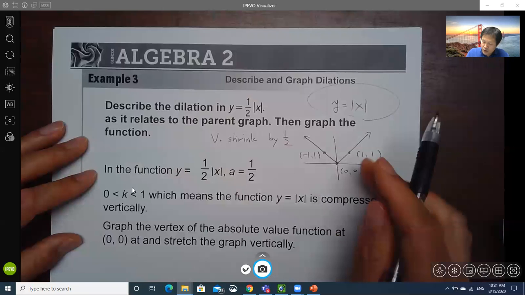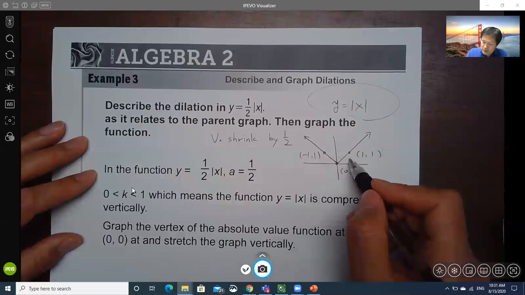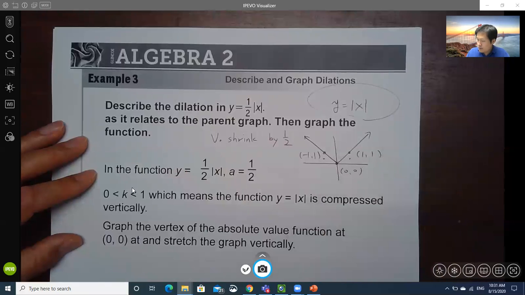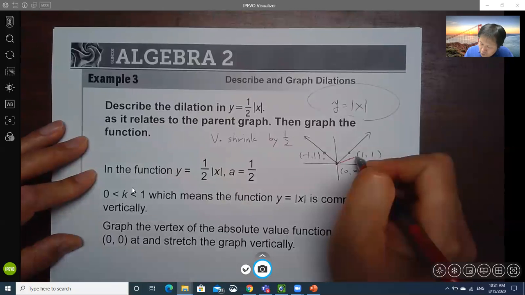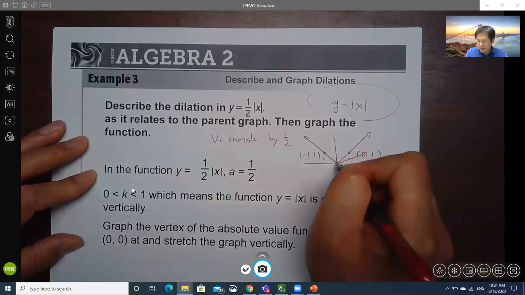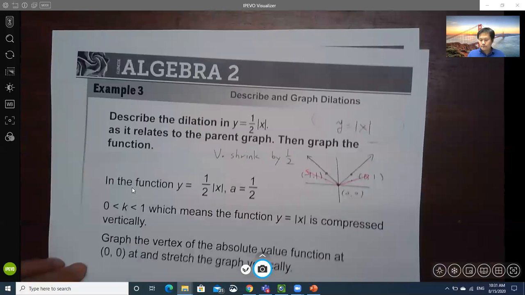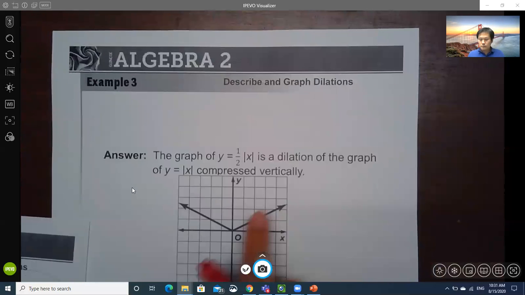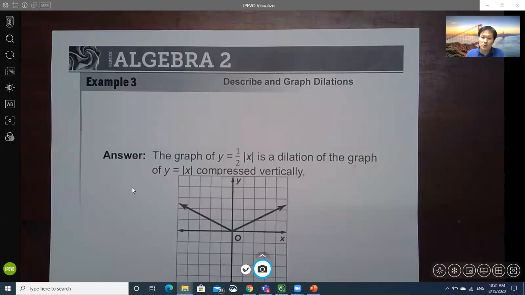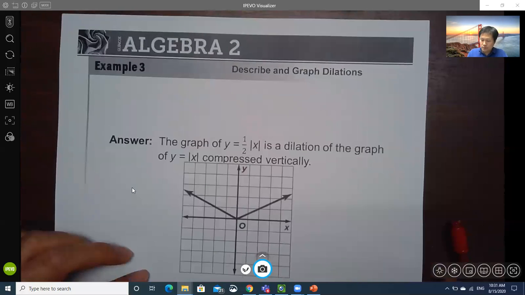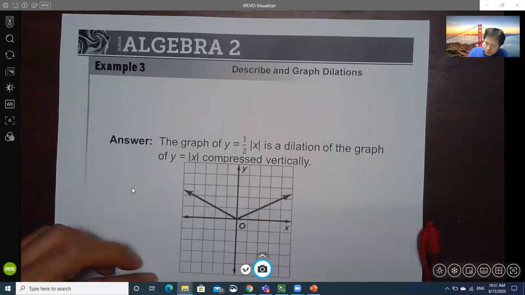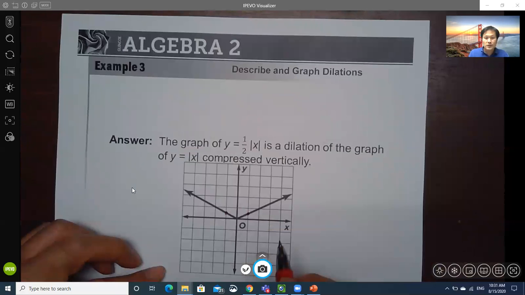So your graph would look something like this, and you're going to connect that. You're going to graph it vertically, you're going to squeeze it. So that's going to be your new graph. Okay. Compress is another word for shrink. So we got point to here, okay?